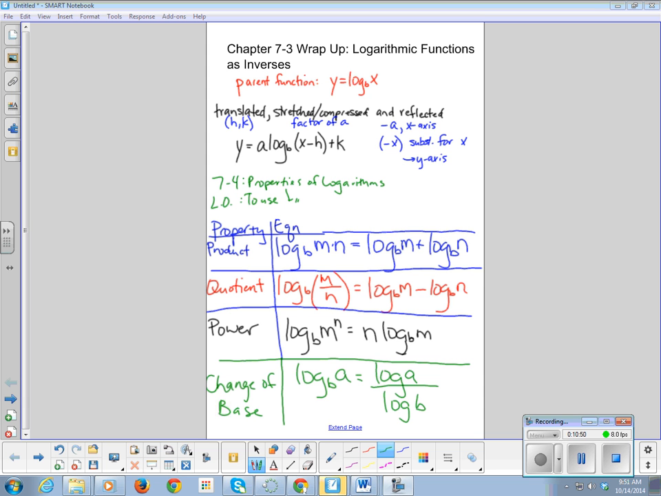And what's the base here, Aaron? When you don't have the little subscript, it's 10, yeah. You can do base 10 and base e in your calculator. None of the other bases work, so you have to use change of base.